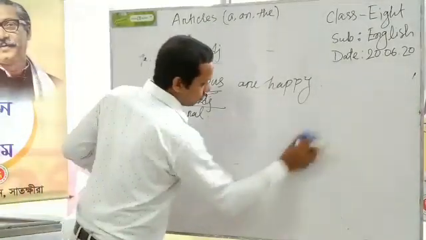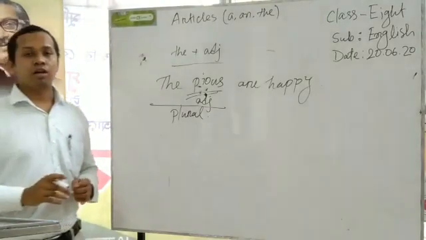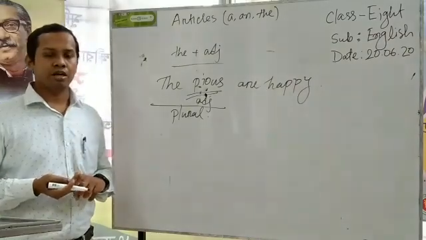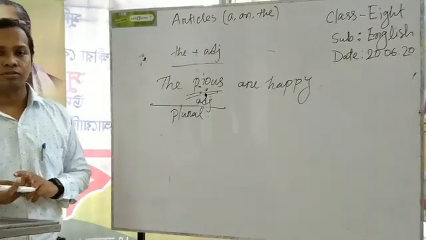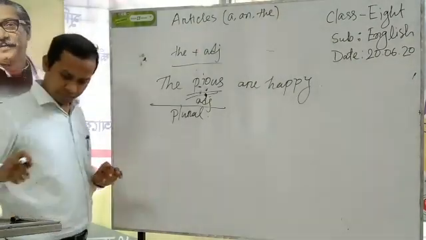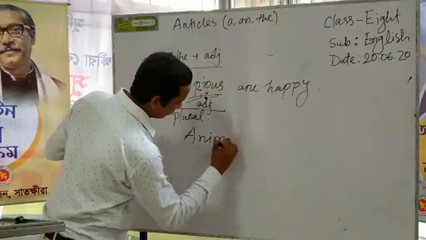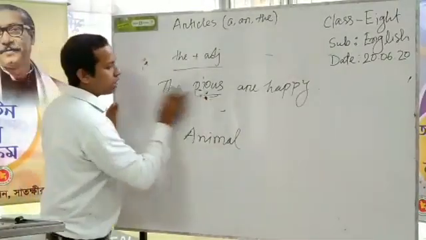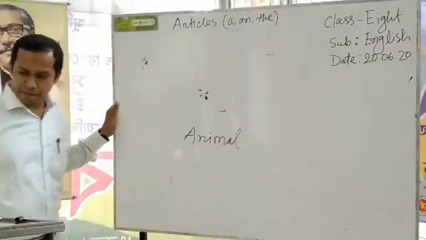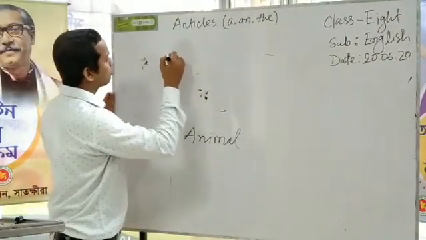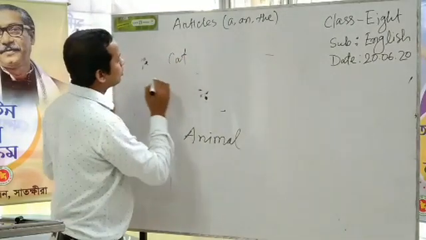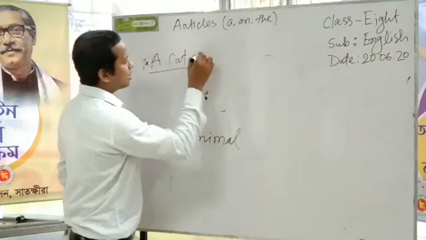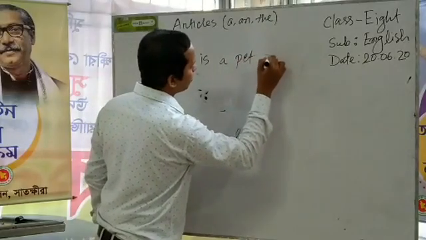If any common noun stays singular, then we use a or an. Before a common noun we use a or an. But if it becomes plural, we use no article. Like animal. We will use some examples using the word animal. Like, a cat is a common noun, it's an animal. A cat is a pet animal.